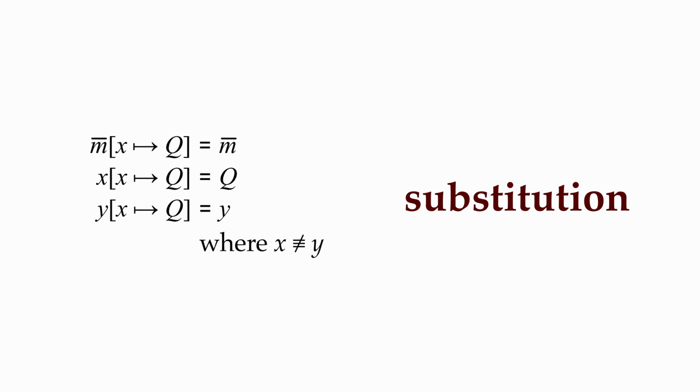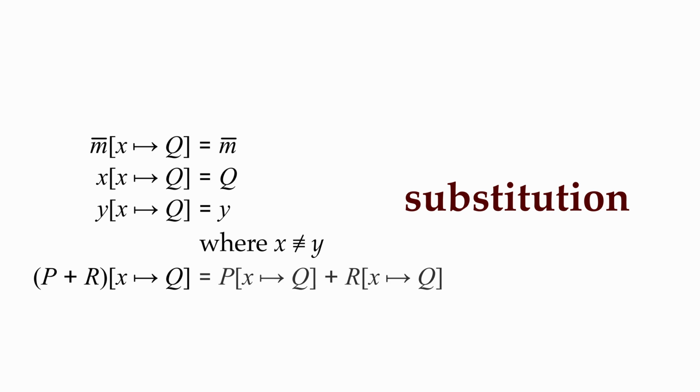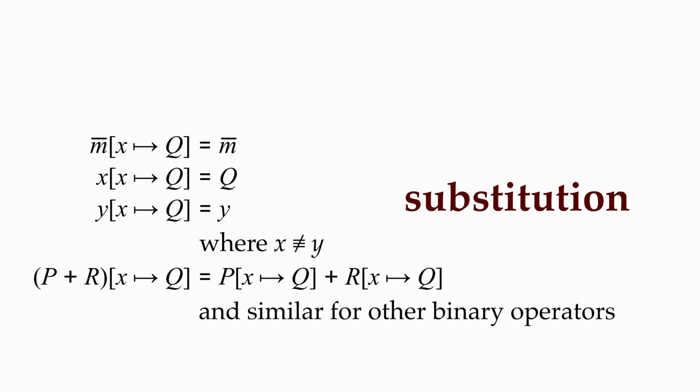And if we have some binary operator like p plus r, where p and r are expressions, and we want to substitute occurrences of x with the expression q, then we need to be sure to substitute all occurrences of x that appear in both the left expression and the right expression. So we'll recursively define this substitution as the result of taking p and substituting x with q, and adding r after substituting x with q. And we'll have similar rules for other binary operators too. By following rules like these, we can determine precisely what substitution means.